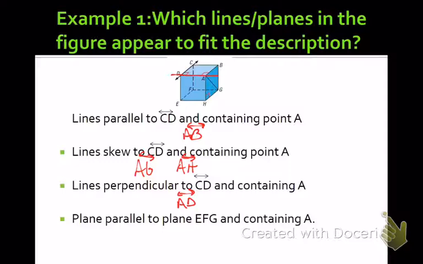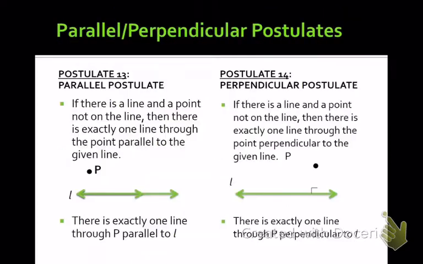And now we need a plane parallel to plane EFG. The EFG is down here. We need a plane parallel to that one that has the point A in it. Well, that's going to be this plane up here. So plane, make sure you write the word plane, ABD, BAD, DAB, anything like that, or using the point C would be fine as well. There you go. Okay. Hopefully skew lines make sense. Those are the ones that can be kind of tough.